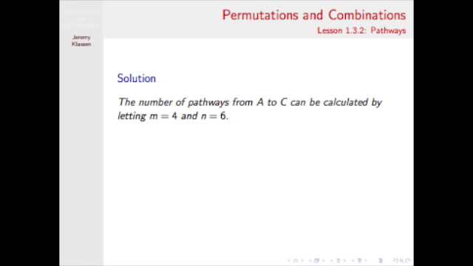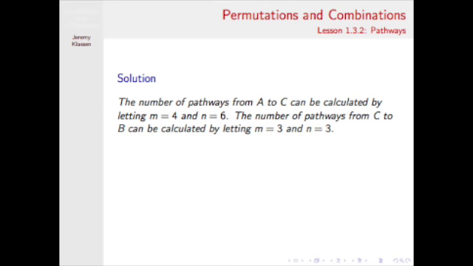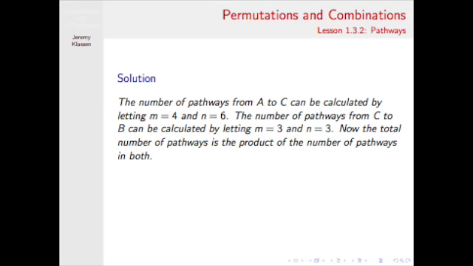The number of pathways from A to C can be calculated by letting little m be 4 and n be 6. And then the number of pathways from C to B can be calculated by, again, letting little m be 3 and little n be 3. And then as we stated before, the total number of pathways will then be the product of the number of pathways in both of those grids. Symbolically, we might write this as 10 choose 4 times 6 choose 3 to get a total of 4,200 pathways.